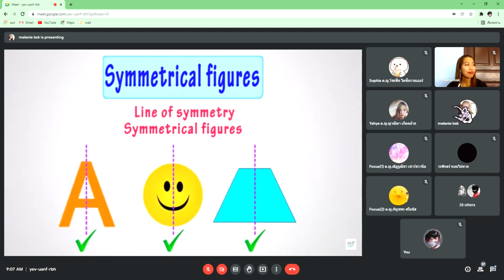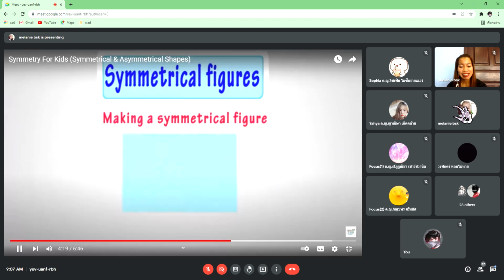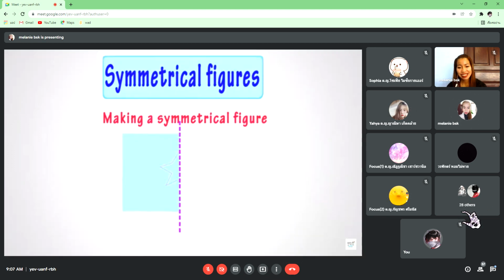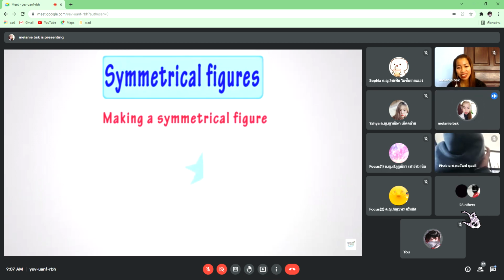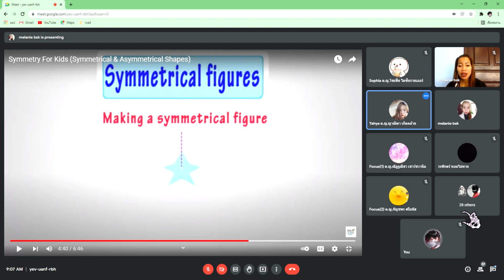Kids, now let's learn making a symmetrical figure. It's interesting. Let's take a piece of paper. Now fold it halfway and make any shape along the fold like this. Okay, so cut that out. Now open the fold. What do you see? Here is a symmetrical figure. What is this? A star. Yeah, it is.